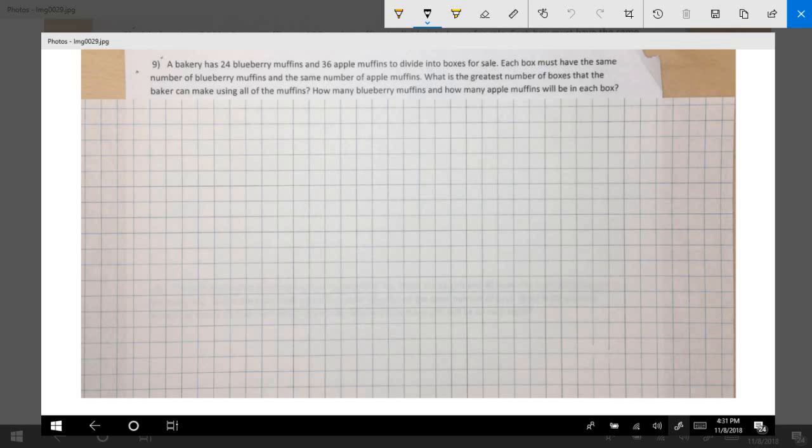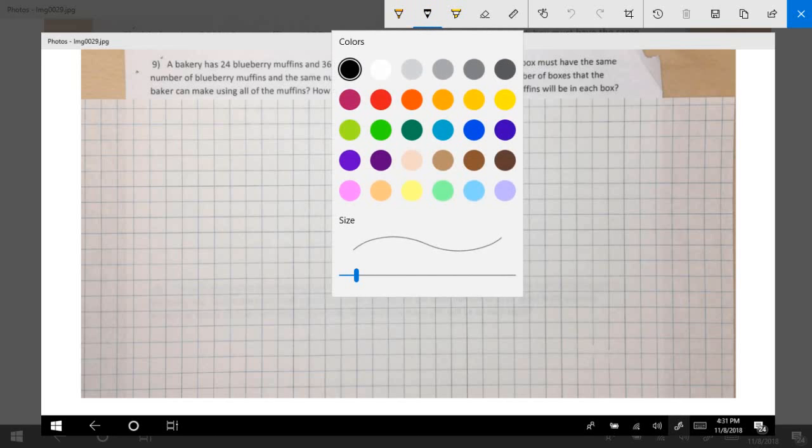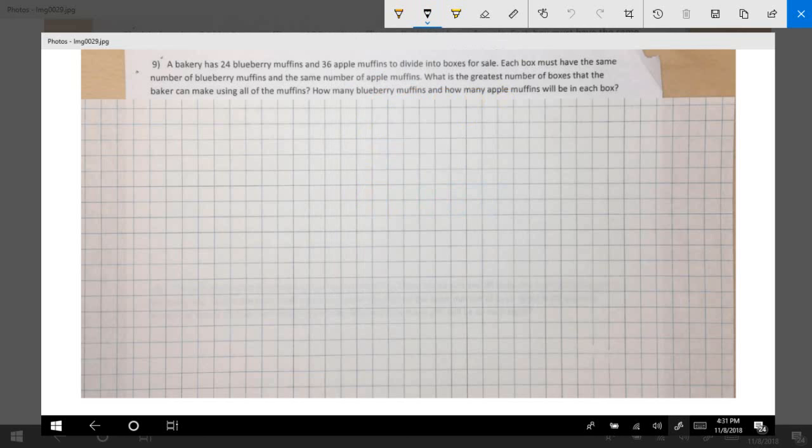Okay. So now that we've read the situation, we want to think about it. I personally like to underline important stuff, so I'm just going to go through and do that. A bakery has 24 blueberry muffins. That seems kind of important. 36 apple muffins. That seems pretty important. Divide into boxes for sale. Each box must have the same number of blueberry muffins and the same number of apple muffins.